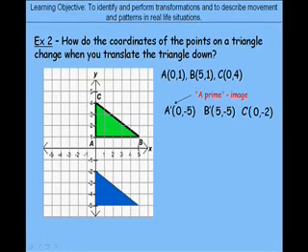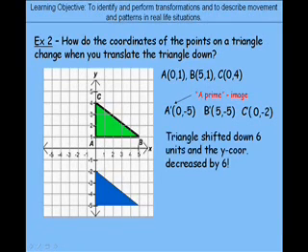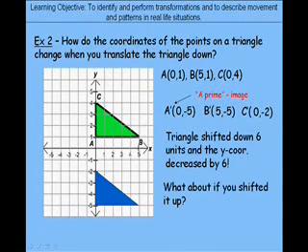So what do you notice about the coordinates? How did they change? That was the original question. How do the coordinates change when you translate the triangle down? So hopefully you notice that the x-coordinate stayed the same, and the y-coordinate, what did it do? Looks to me like it decreased by 6. We went down 6 units, so the y-coordinate decreased by 6. So what do you think would happen if we shifted it up? What about if we shifted it left and right? Think about that.